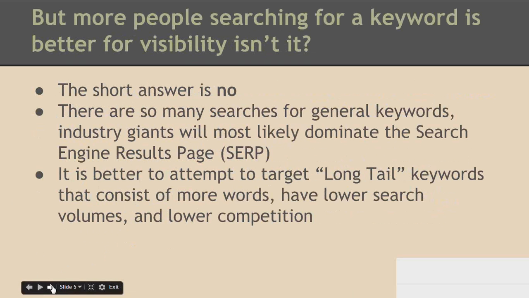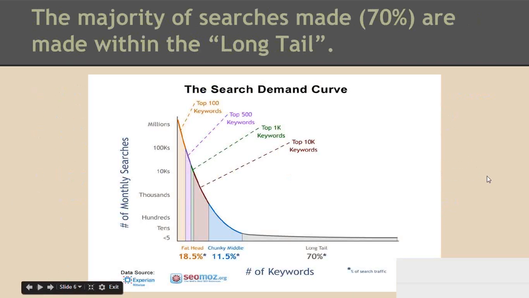So I have a little infographic here I'm going to show you that I got from moz.com, formerly SEOmoz, that describes the long-tail keyword. So the majority of searches, 70%, are made in the long tail. You've got here from 5 searches all the way up to millions of searches per month. You've got the fat head, as they call it, which consists of keywords that are pretty general. They get a lot of searches and are going to be nearly impossible to rank for. And then the long tail here is actually the majority of searches.